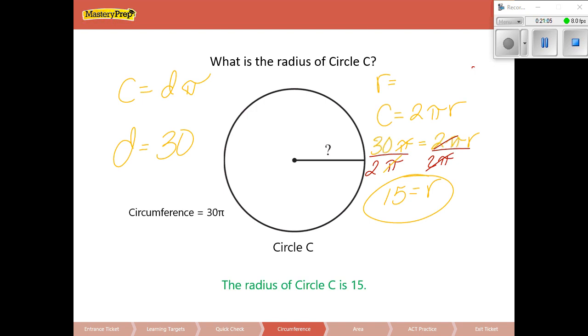All right. So usually the circumference is diameter times pi. And if they don't put pi in, if they don't multiply together, then it's just the number. But if they do include pi, like 30 pi, then we need to divide it by pi to get the diameter. All right, we'll stop.